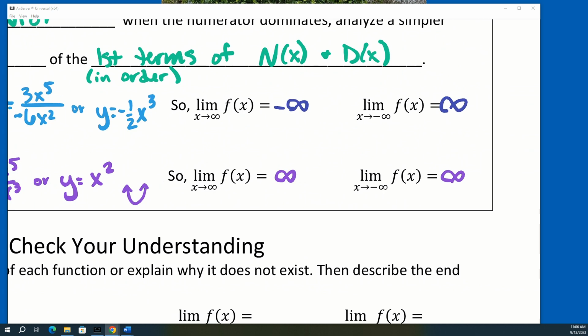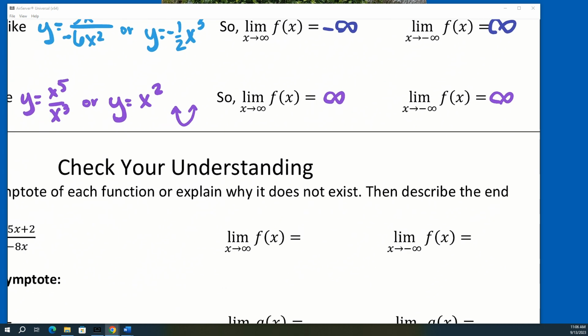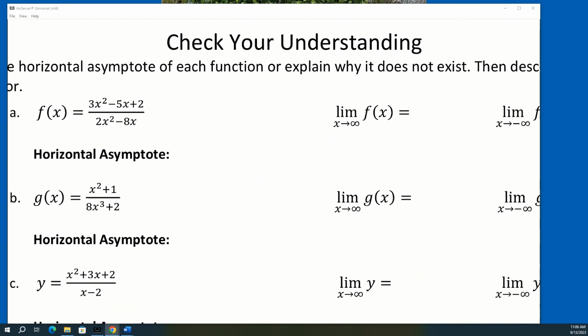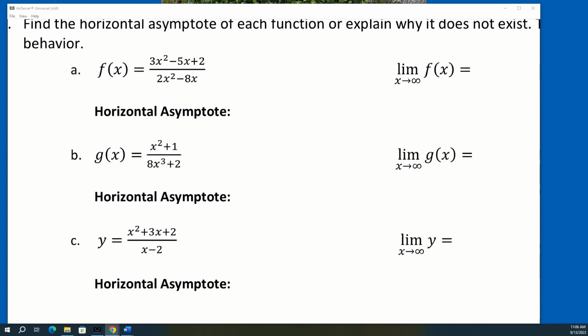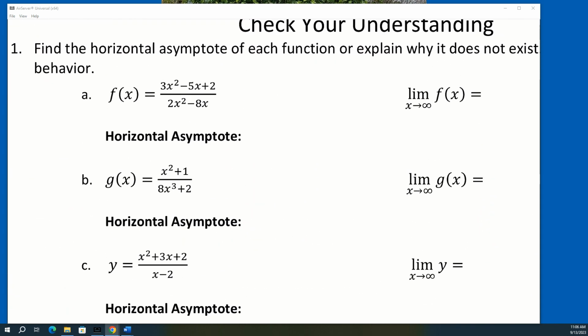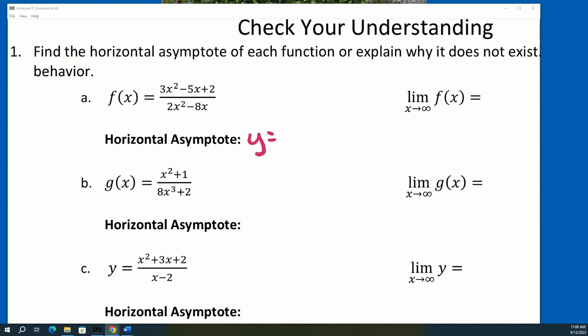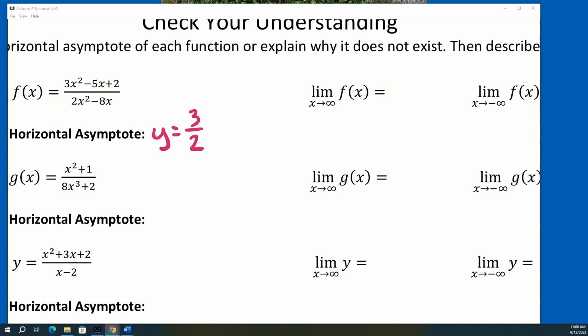All right, so on these three examples, we are going to find the horizontal asymptote if it exists. If it doesn't exist, we're going to explain why, and then we're going to describe the end behavior. Okay, so I'm looking at the degrees. What do you notice? They're the same. And when the degrees are the same, that's where you do leading coefficient over leading coefficient. So y equals 3 over 2. And if there is a horizontal asymptote, that is just bring that over, and that describes your end behavior.